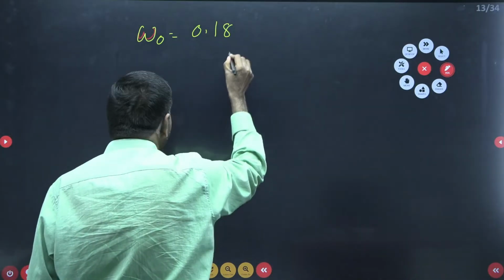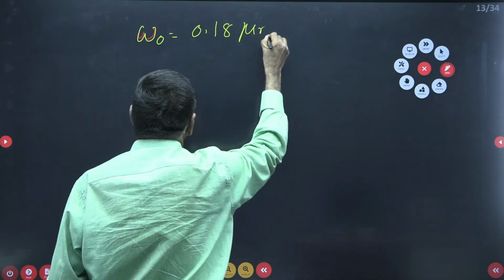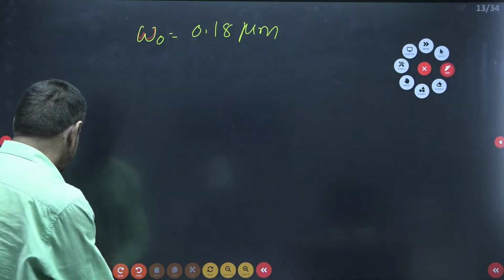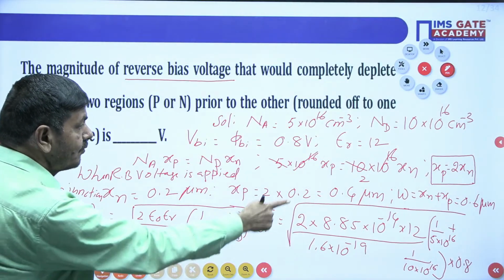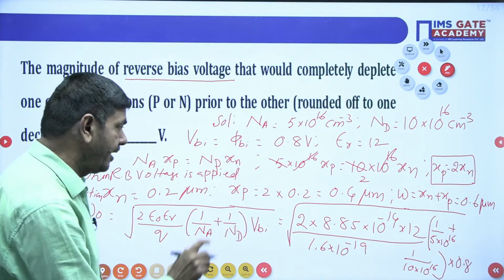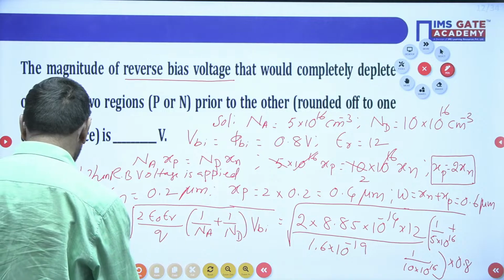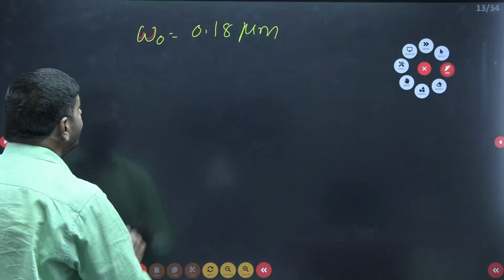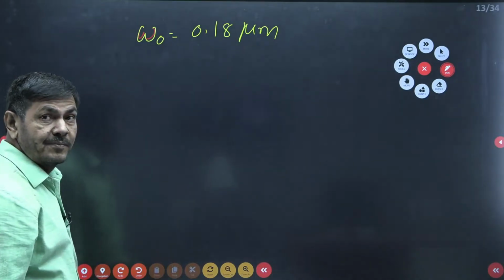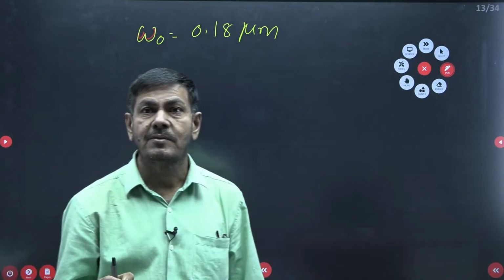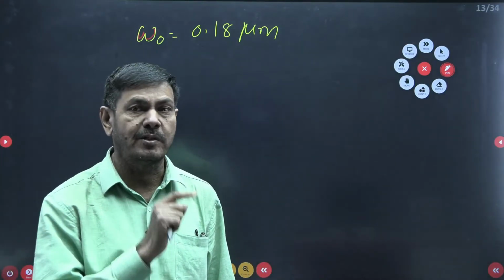0.18 micrometers is possible. That much W naught is possible now. I got already here, what value? W equals 0.6 micrometers when it is biased. When it is unbiased, I got this value. So now we can understand why these W0 and W values are required. That is more important now.